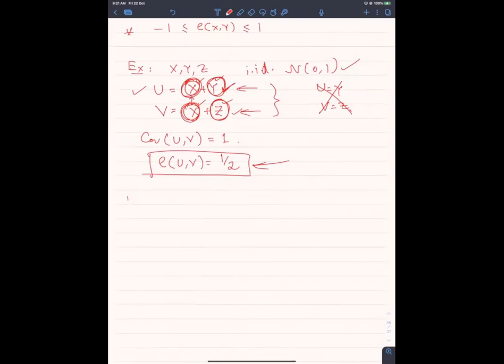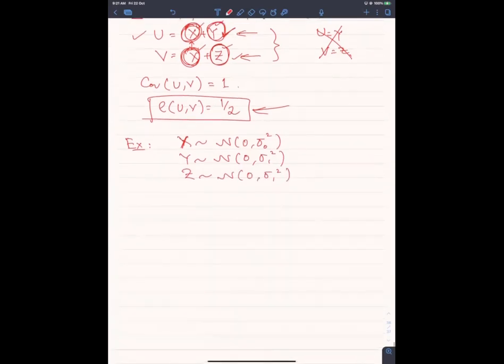अगर आपके पास एक और क्विक सी एग्जांपल, maybe 1 minute में, if you had x which is normal 0 and sigma naught square, y which is normal 0 sigma 1 square, and z which is also normal 0 sigma 1 square. ठीक है. अब अगर आपके पास u is equal to x plus y हो and v is equal to x plus z हो, so these are all independent, not identically distributed, these are all independent.